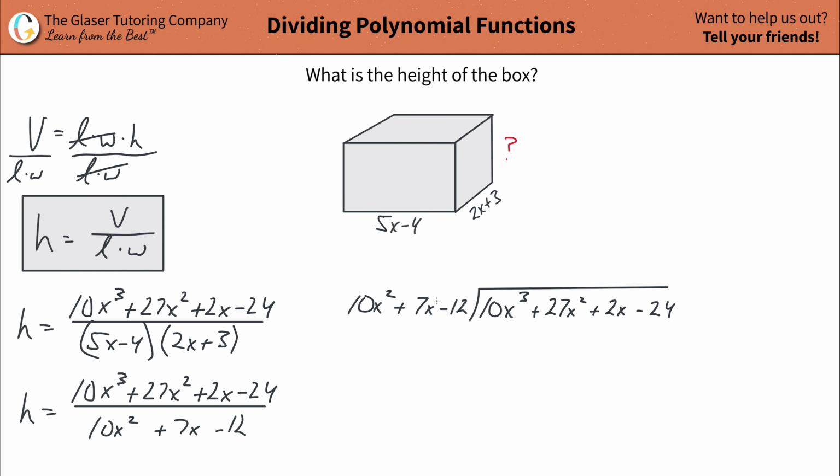So the technique now is as follows. You're going to find the leading term, the highest coefficient term in your divisor. And you're going to figure out how many times that fits into the leading term of your dividend.